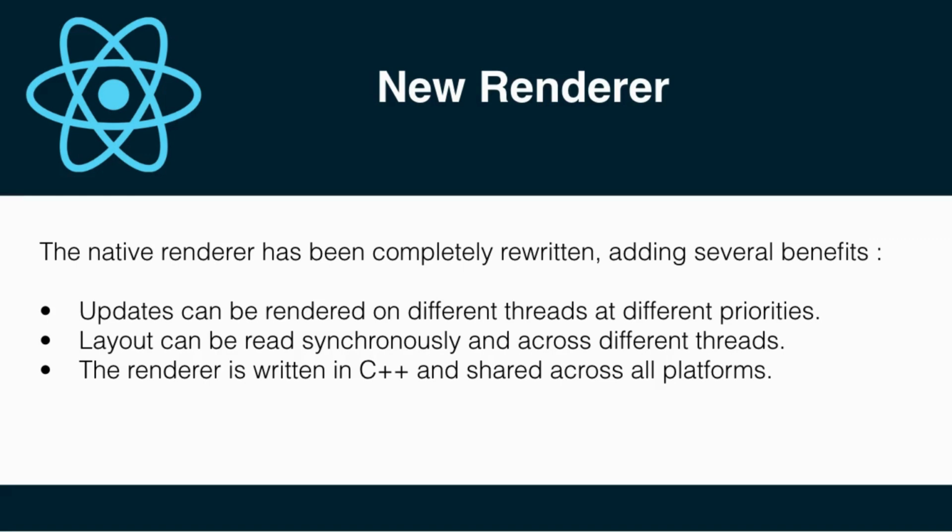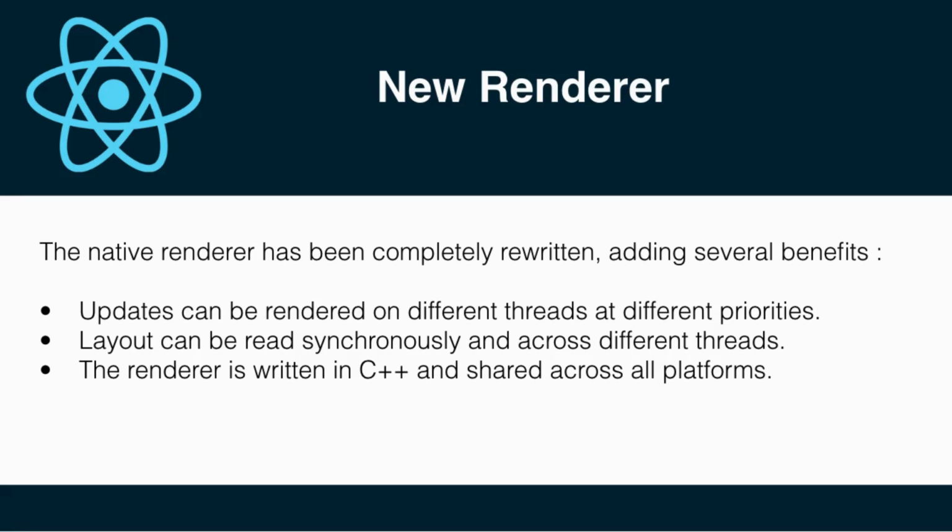By supporting multiple threads, React can interrupt a low-priority update to render an urgent one, such as those generated by user inputs, and then resume the low-priority update as needed. The new renderer can also read layout information synchronously and across different threads. This enables background computation for low-priority updates and synchronous reads when needed, such as repositioning a tooltip.